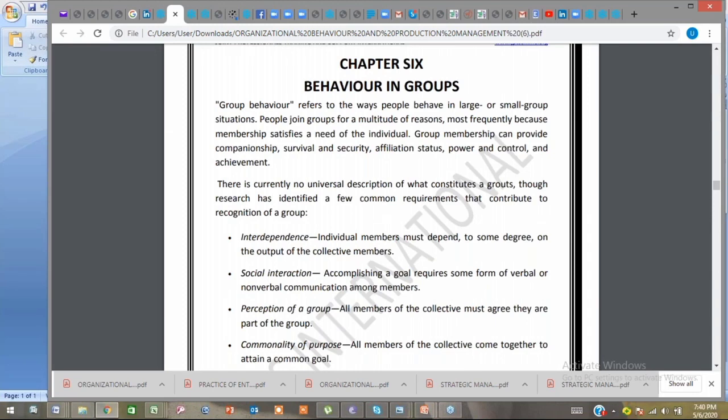So let's look at behavior in a group. Group behavior refers to the way people behave in large or small group situations. People join groups for a multitude of reasons, most frequently because membership satisfies a need of an individual. Group membership can provide companionship, survival, security, affiliations, status, power, control, and achievement.